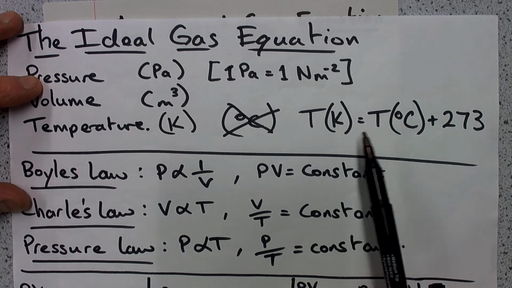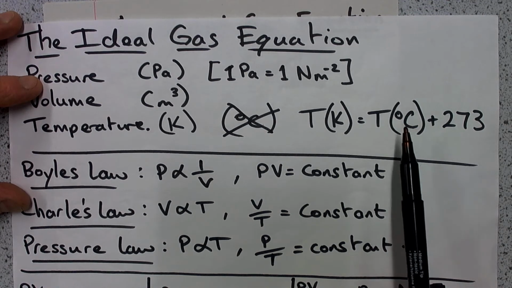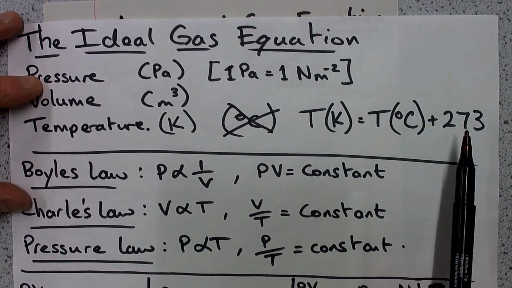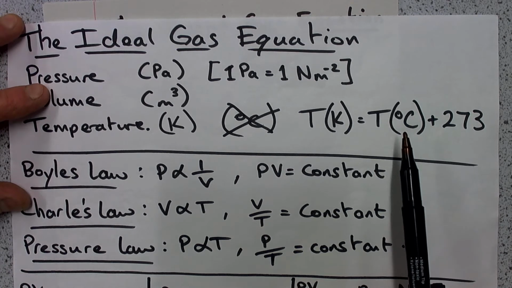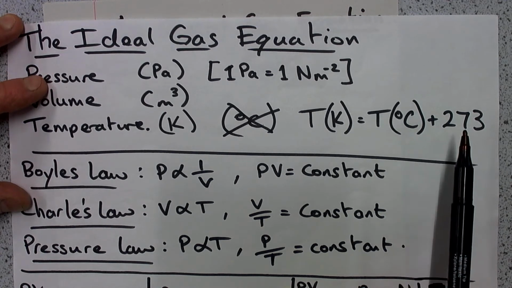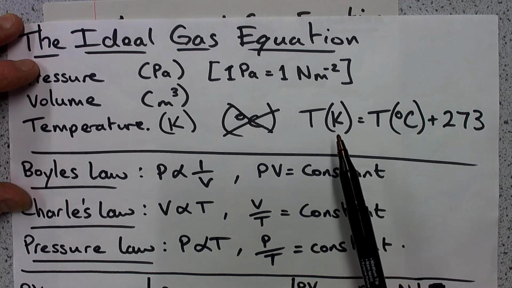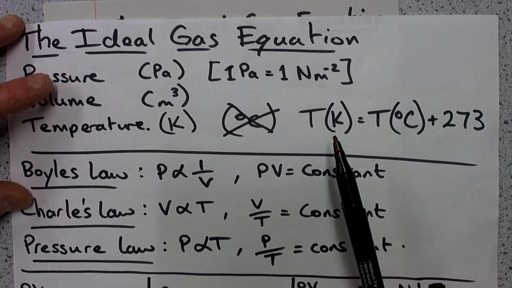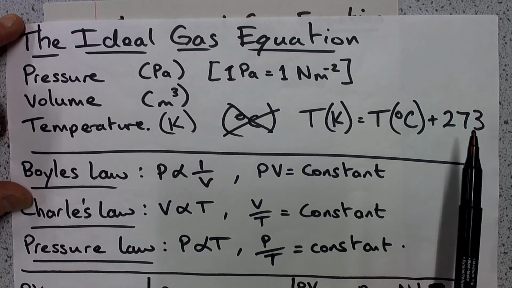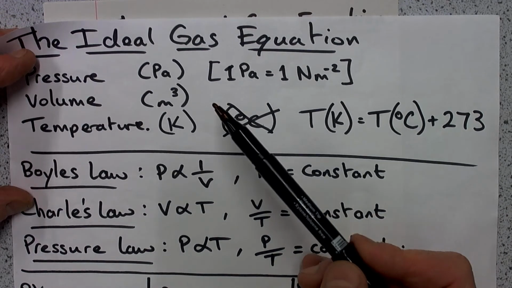We do so by taking the temperature in degrees Celsius and adding 273. 100 degrees Celsius in Kelvin would be 100 plus the 273. That comes out to be 373. And so the temperature in Kelvin for pure boiling water would be 373 Kelvin. All right, so that's how you do that.